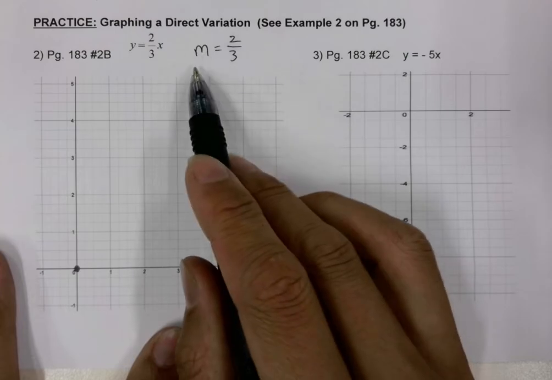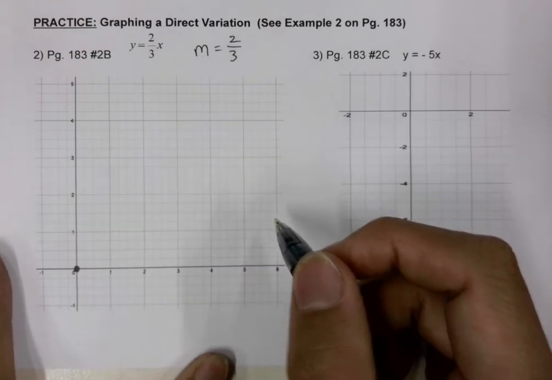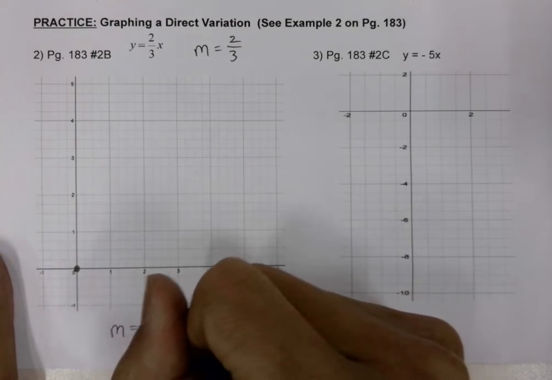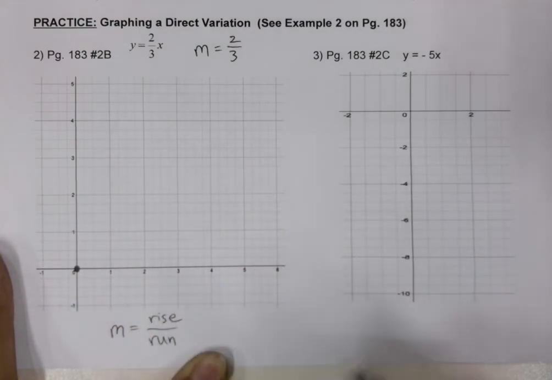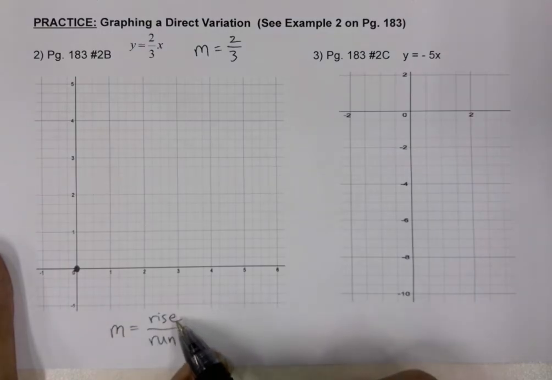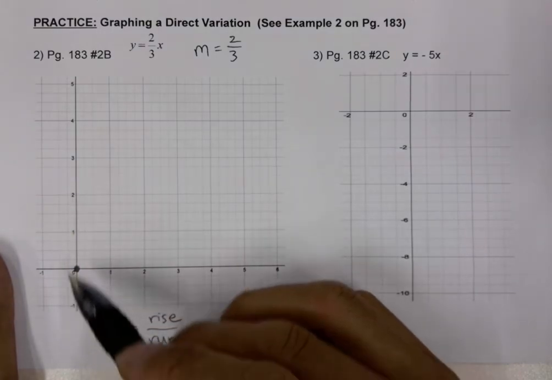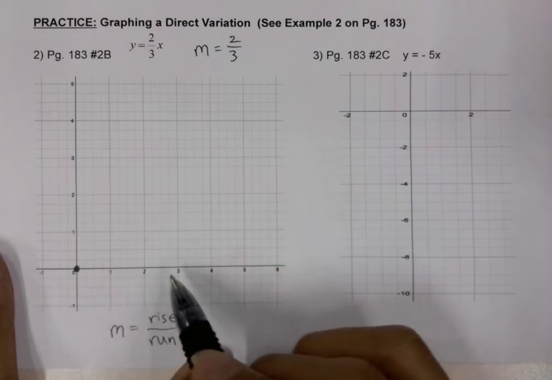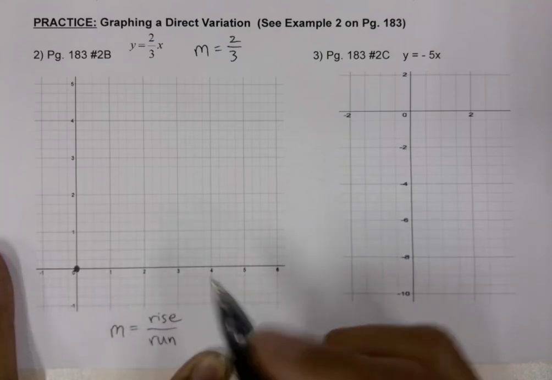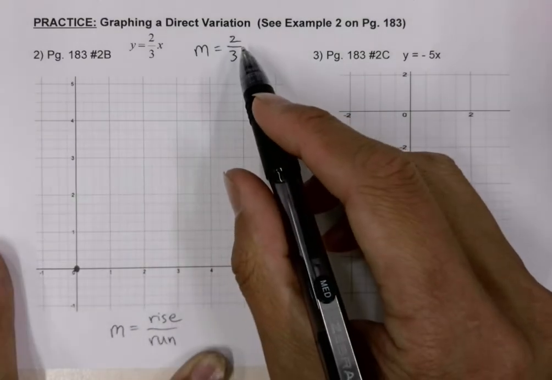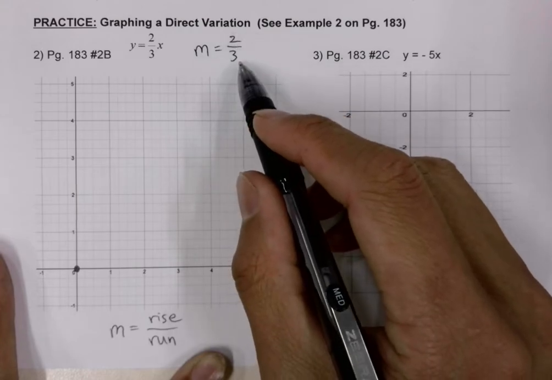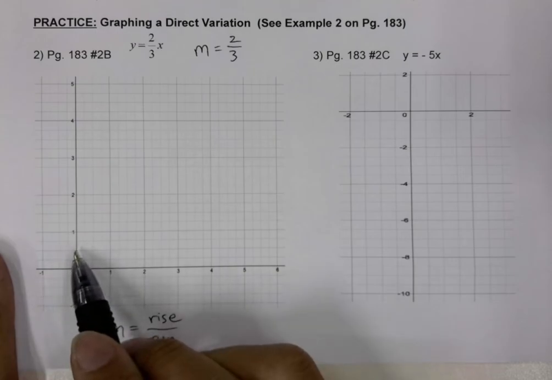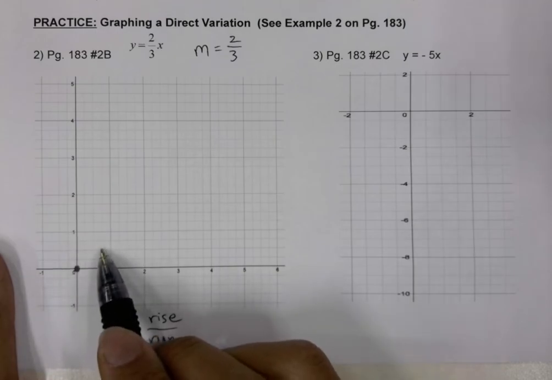Now we're going to use our slope to graph our next point. We need to remember that our slope is equal to our rise over our run. The numerator is how much we move up and down on the y-axis, and our denominator is how much we move left or right on the x-axis. Since our slope is 2/3, we're going to move up 2 and to the right 3, right to here.